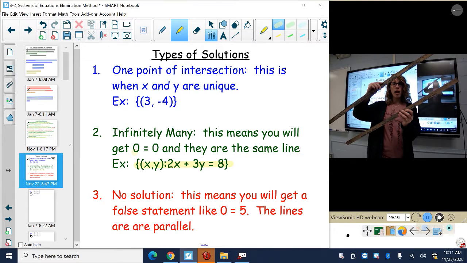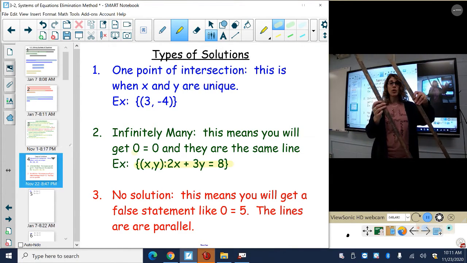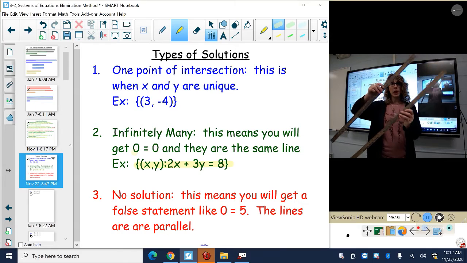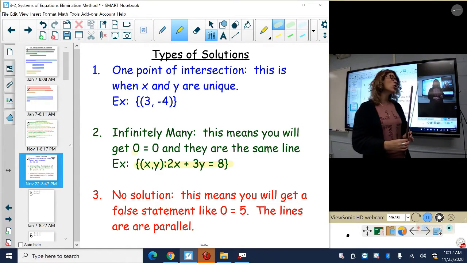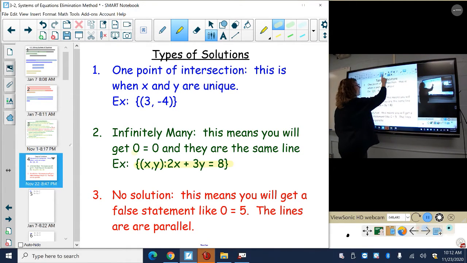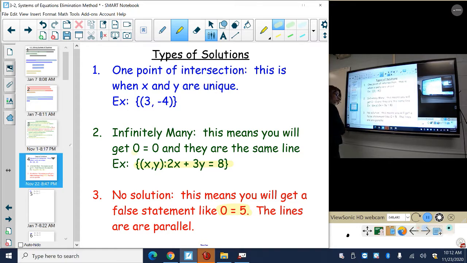The third one is whenever you have two equations out in space, but they're like railroad tracks. They're parallel lines. They never cross. No matter what you do, they never cross in space. So that means that there is no point of intersection, and you are going to get a false statement like 0 is equal to 5. And that is the dead giveaway that it is going to be no solution.